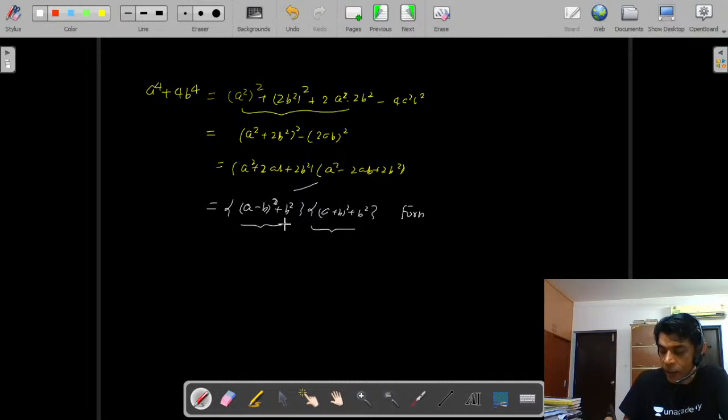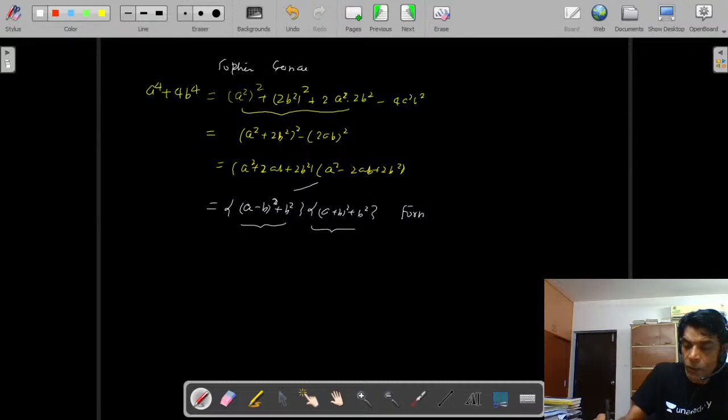So that can work, and anyway I can always check, right? This form will have its uses. This is what is known as the Sophie Germain identity, or factorization. This is the name of this.